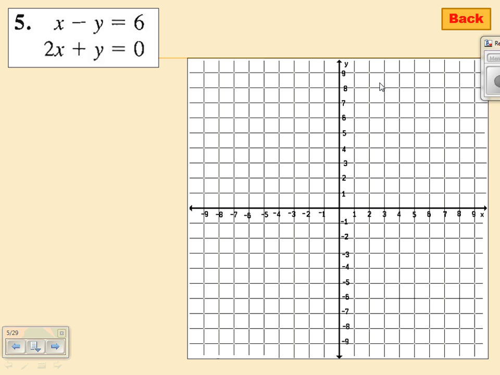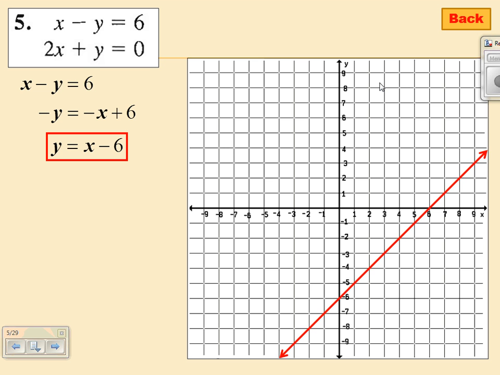For number 5, I have to do some manipulation here. If you look at number 5, they're both in standard form. What I want to do is get both equations into slope-intercept form. For the first equation, x minus y equals 6, I subtract x from both sides, and then I divide both sides by negative 1 to get y equals x minus 6. I can then graph this to get this line.